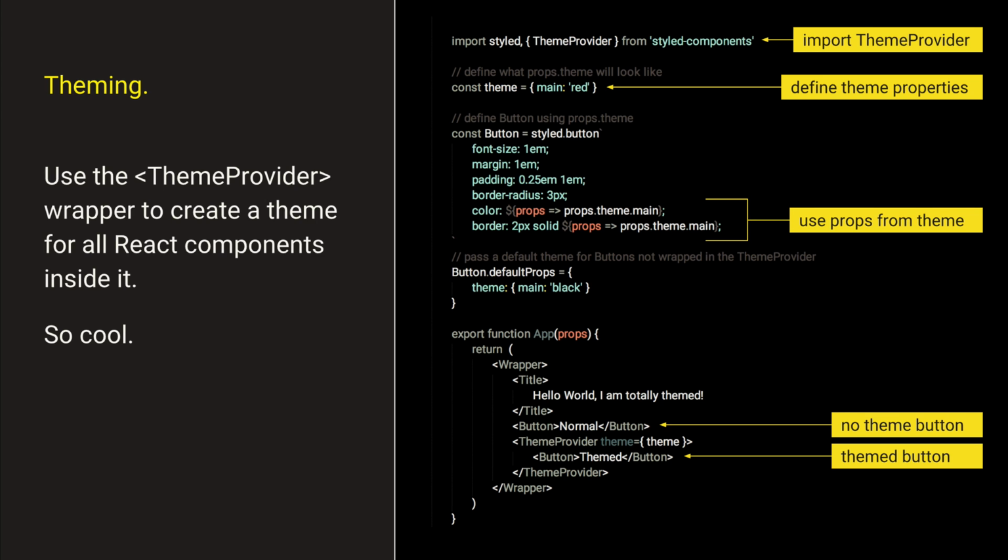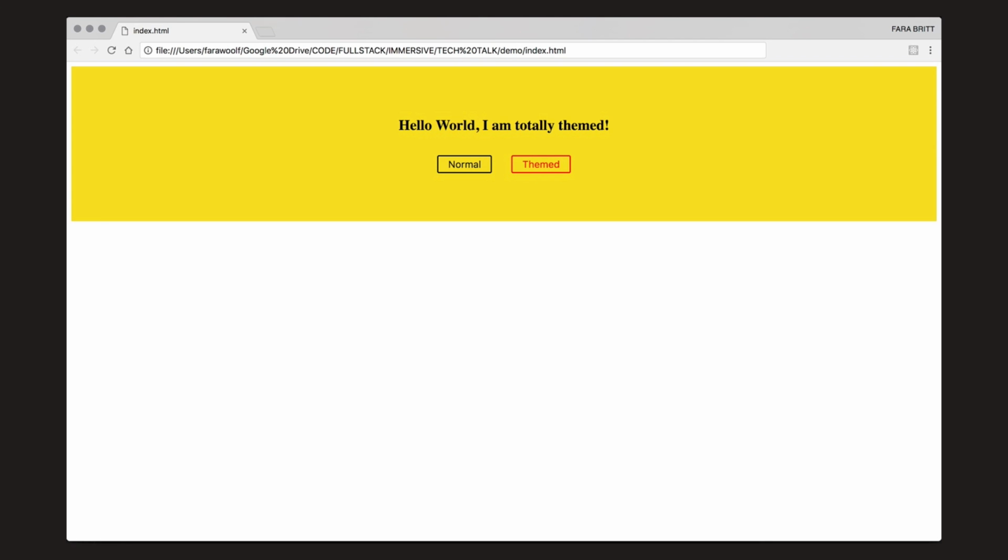And then we use those properties to set our props. Here we are setting the text color and the border color to be that main property of red. And then finally, we use our theme in the ThemeProvider wrapper with a nested button inside it. Therefore, the button will inherit the theme styles. And what we'll render in the browser is this.